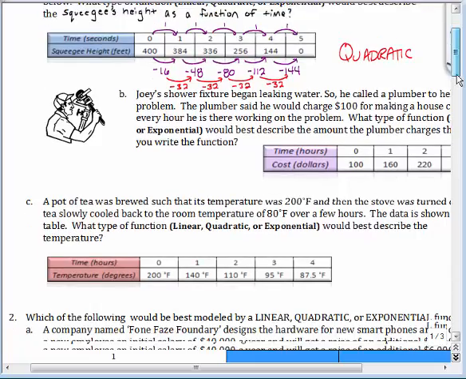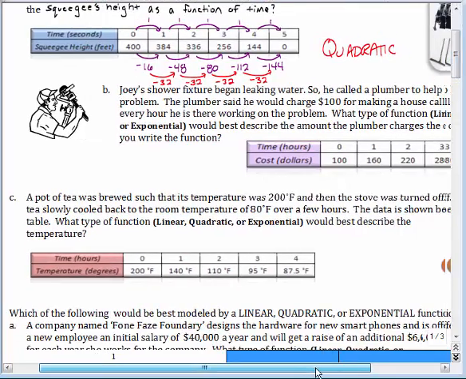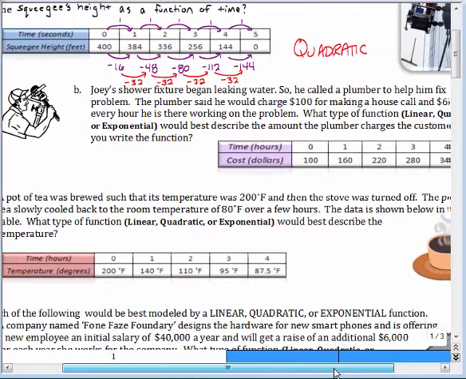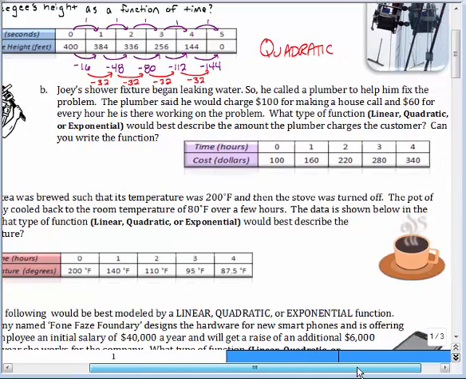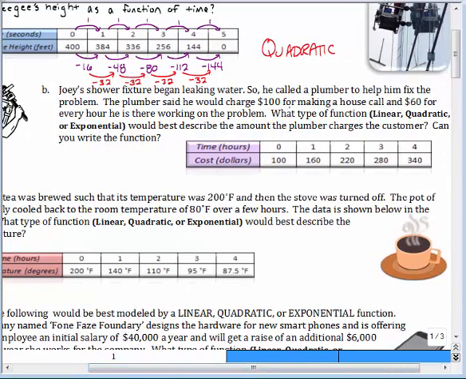It says Joey's fixture began leaking water, so he called a plumber to help him fix the problem. The plumber said he would charge $100 for making a house call and $60 for every hour he is working there on the problem. What type of function, linear, quadratic, or exponential, would best describe the amount the plumber charges the customer? Can you write the function in this case?